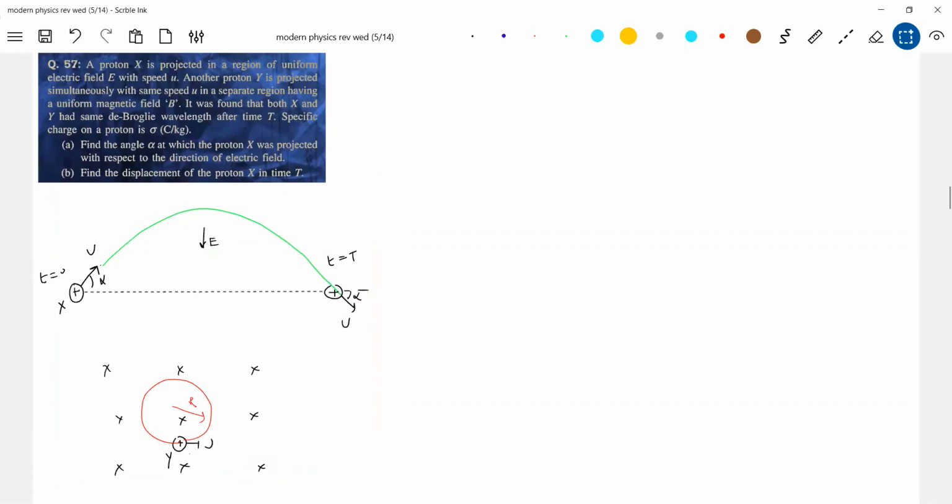Okay, now what is the time of flight? What is the acceleration? a_y should be equal to qE by m. So time of flight should be equal to 2u_y by a, or 2u sine alpha by g. Okay, what is the distance? x naught. So x naught should be equal to... the angle alpha is being asked, no? Somehow we have to bring that alpha.